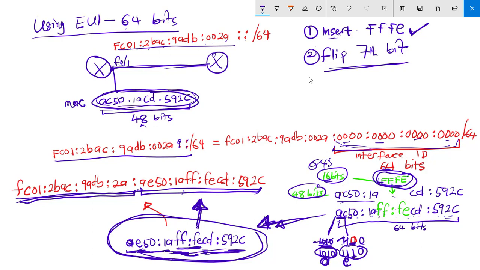This method is called the EUI-64 bits. And we are not going to do this calculation. The router itself will do everything for us. We only need to understand. So now let's jump to Packet Tracer to see how the configuration looks like.